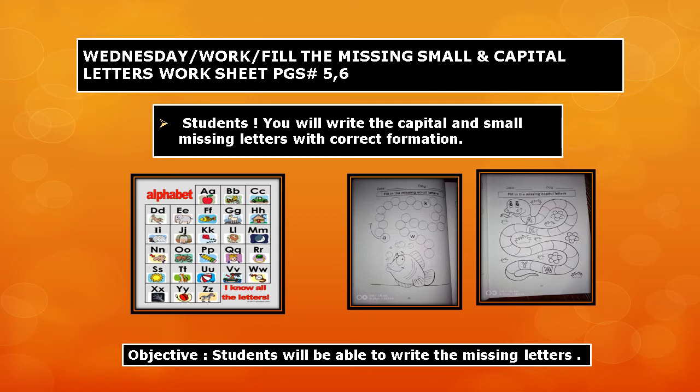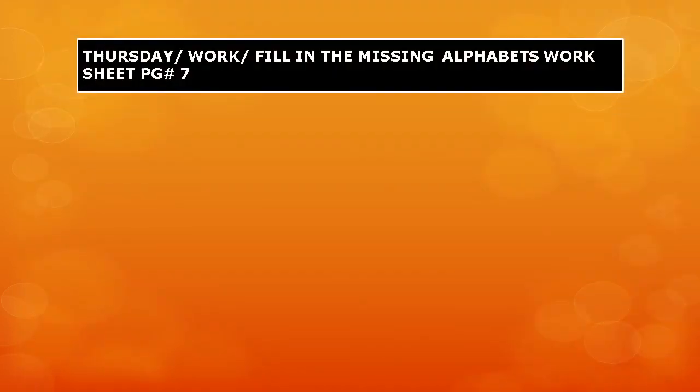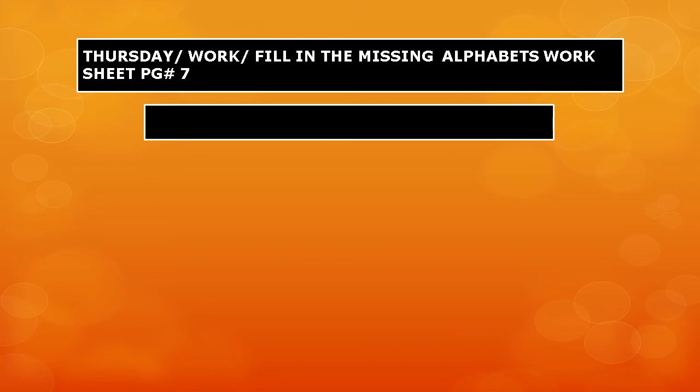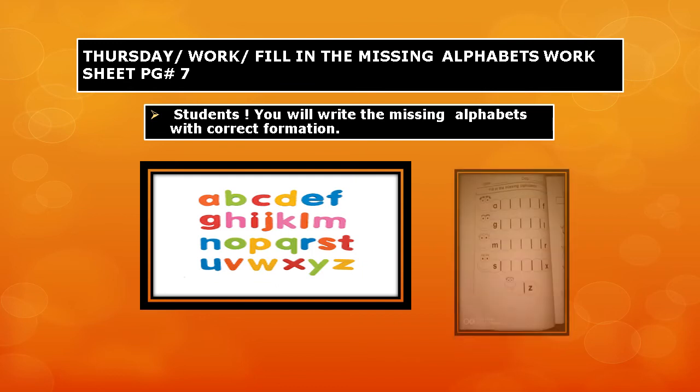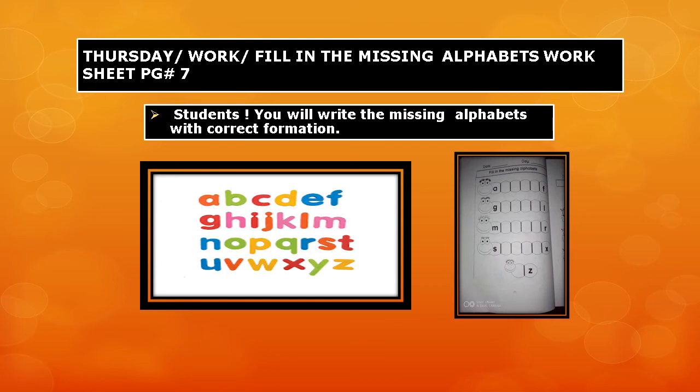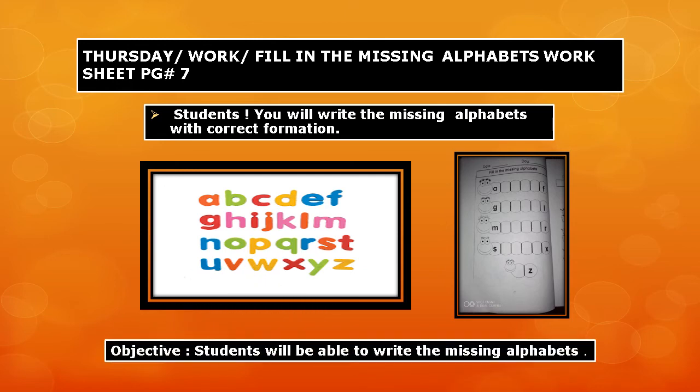Is it clear? Now come. Next day is Thursday. Thursday work will fill in the missing alphabets worksheet page number 7. So dear student, you will write the missing alphabet with correct formation worksheet page number 7. You can see this chart, A to Z small letters chart, and then come on the page number 7 and write the missing alphabet. Okay, so there is objective, student will be able to write the missing alphabet.